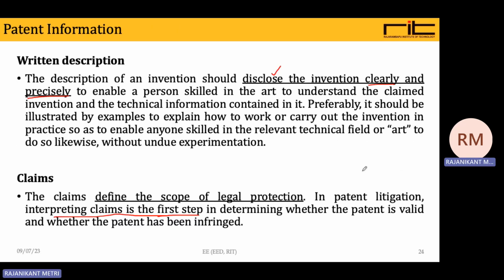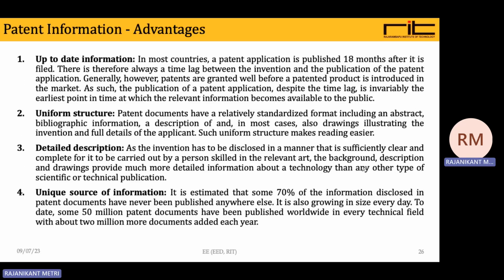Now these are related to the patent information. Now what are the advantages of this patent information documents? First thing is up-to-date information can be seen.